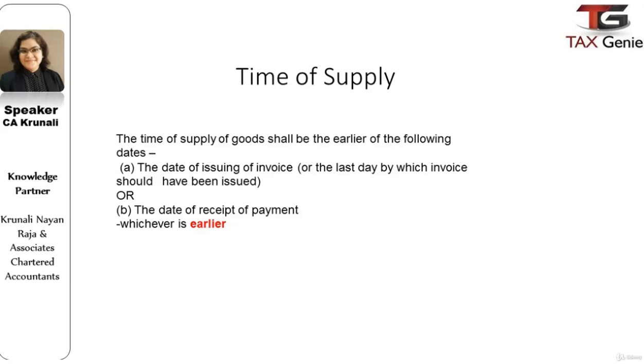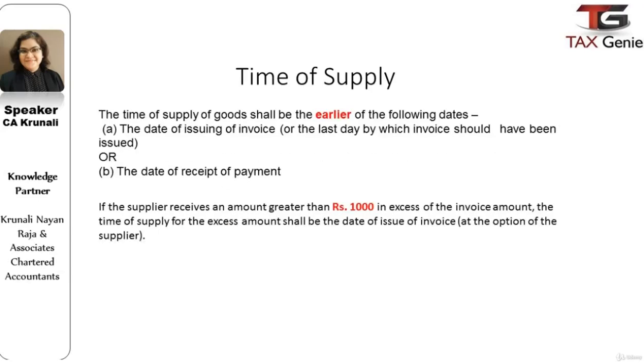It is to be noted that when the supplier receives an amount exceeding rupees 1000 as compared to the amount indicated in the tax invoice, then in that case the time of supply to the extent of such excess would be the date of issue of the revised invoice.